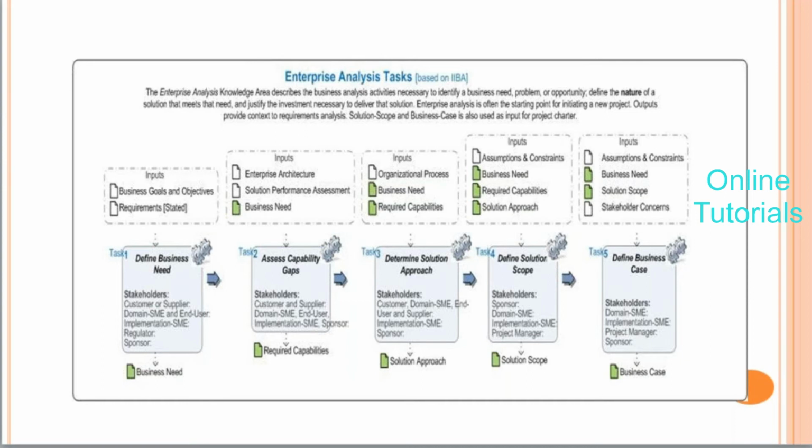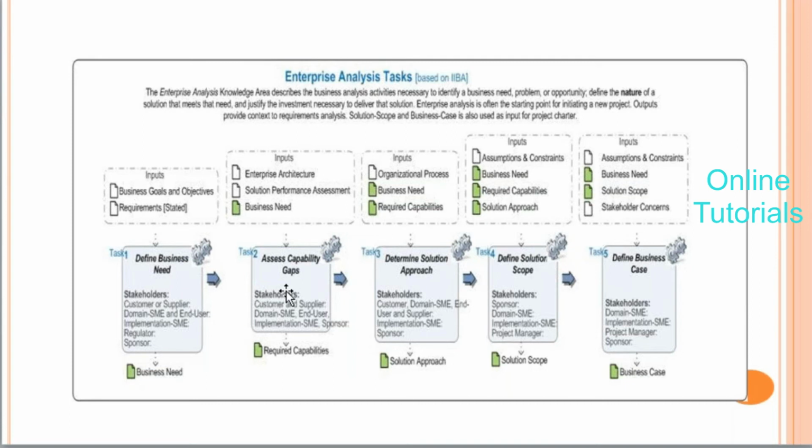So we have to differentiate between the existing and the proposed. This is what we call assessing the capability gaps. Understood? Clear? See, this is what we generally call capability gaps.